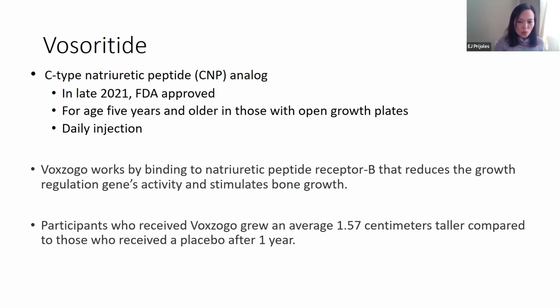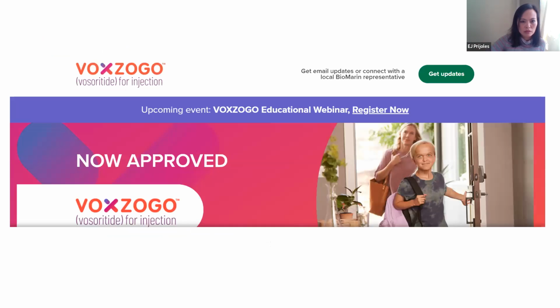So that doesn't sound like a whole lot, but I think over time and depending on how long individuals take it, a couple of centimeters for an individual who may have a final growth of 4 to 4.5 feet may be quite beneficial. And this is just a screenshot of the website about this new drug, if anybody is interested in looking at that a little bit more.